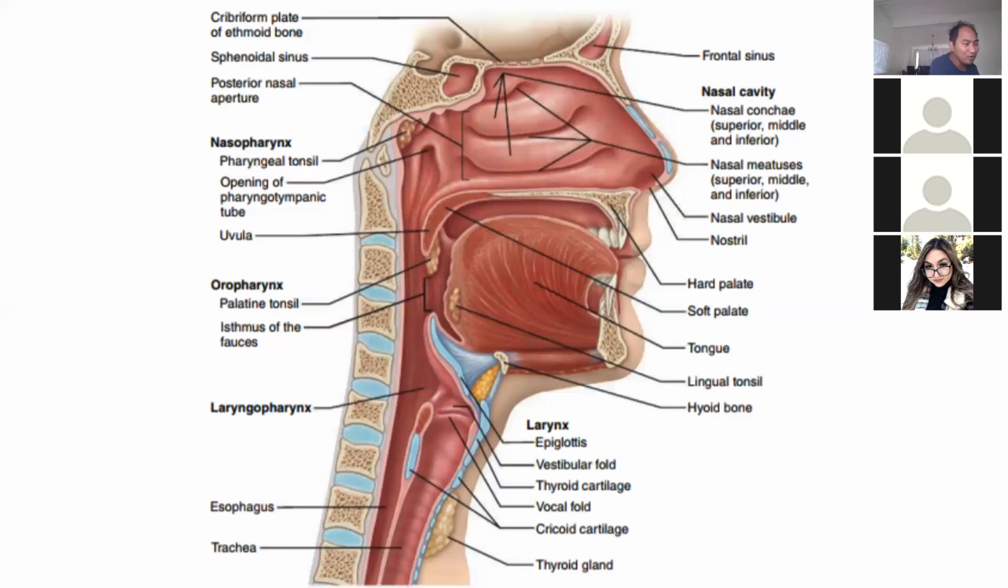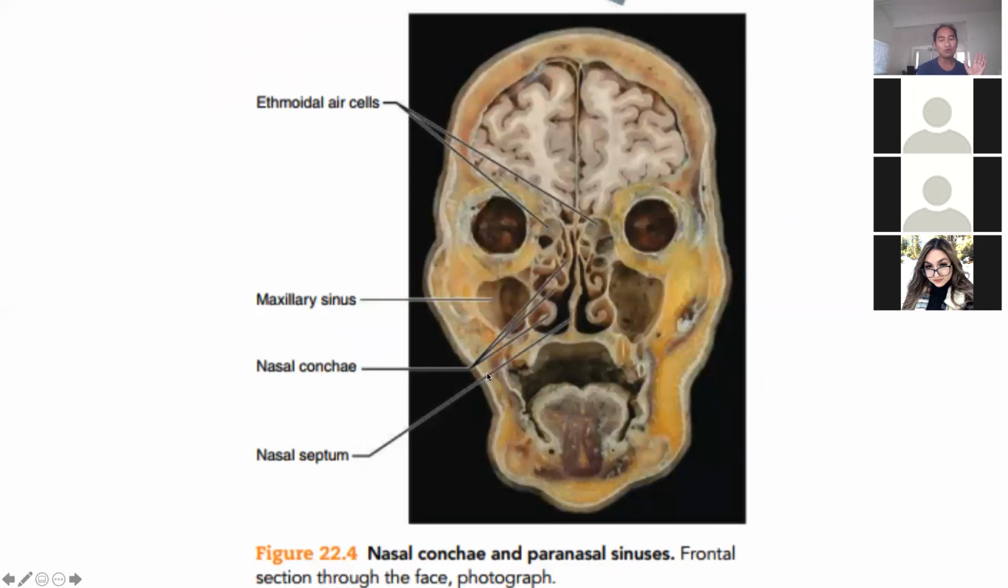So when we swallow, the epiglottis will come down, the laryngeal muscles will pull the larynx up, and this will close the airway, and the food will go into the esophagus. Okay, let's move on.